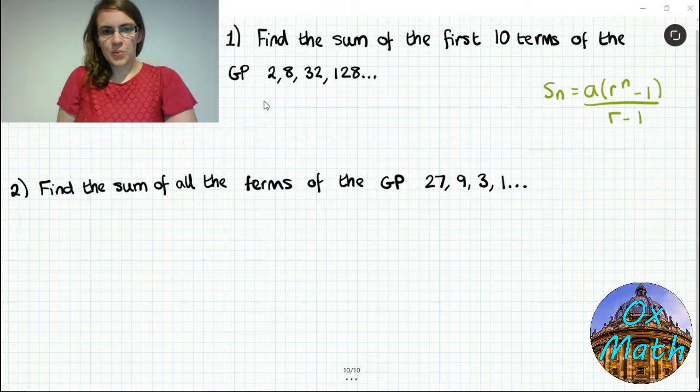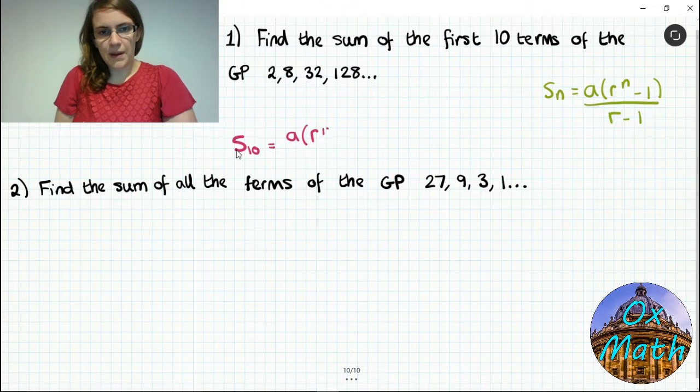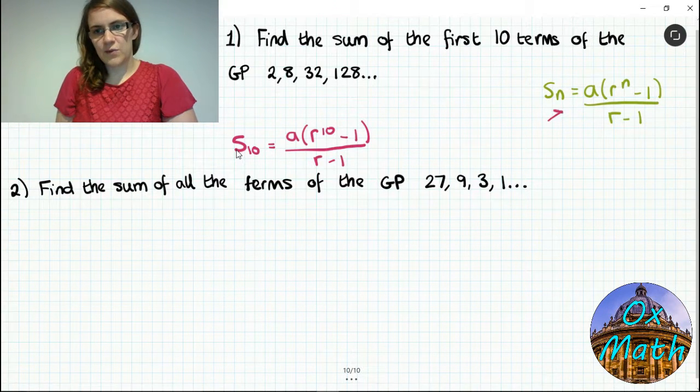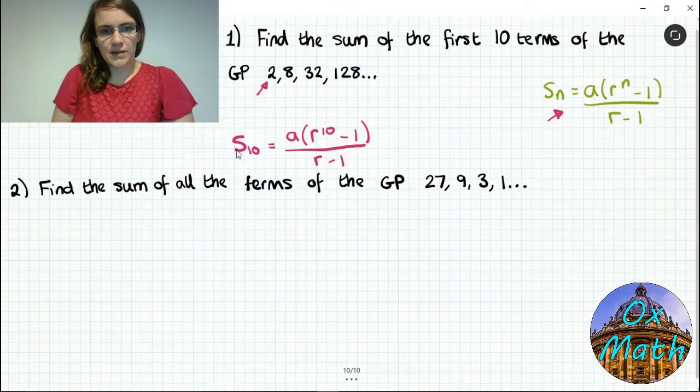So for question number 1, we want the sum of the first 10 terms. So we are going to need our first term multiplied by r to the power 10 minus 1 over r minus 1. I'm just using the formula for the sum of a geometric progression. Now a is our first term, which is just 2, so a is equal to 2. And if I take any two terms and divide them, it gives me my ratio, so I'm going to take my first two terms again.